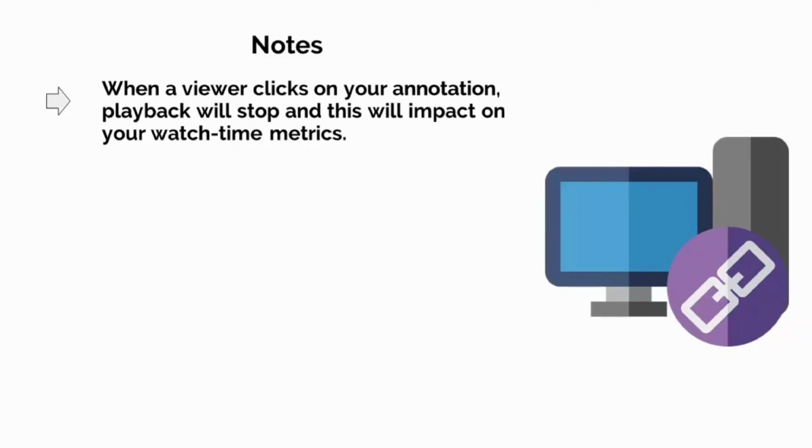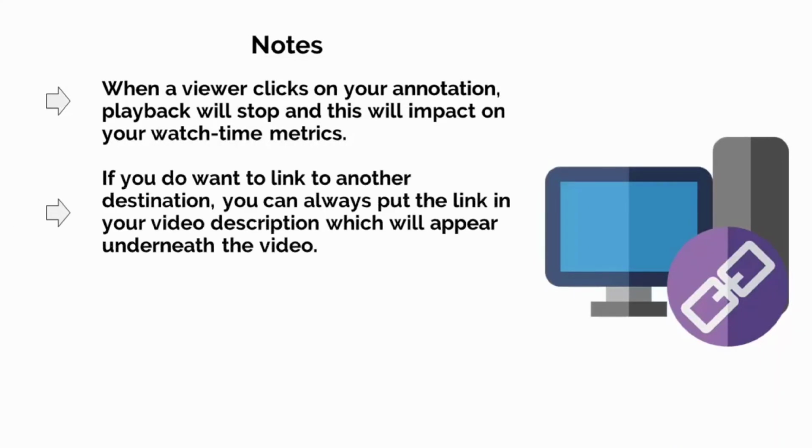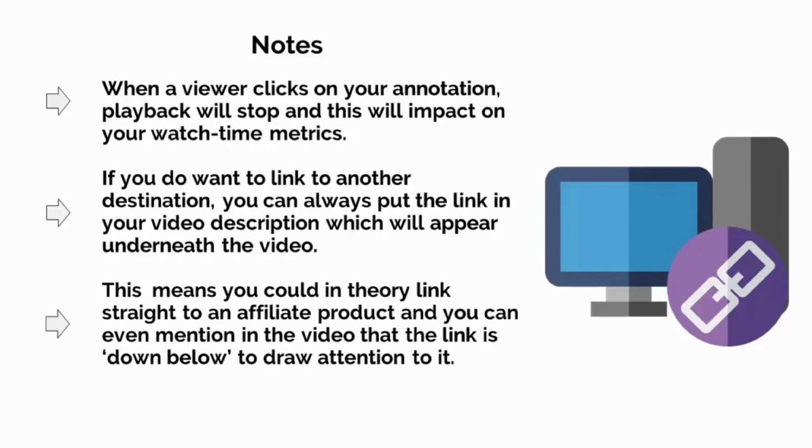Note too, if you do want to link to another destination, you can always put the link in your video description, which will appear underneath the video. This means you could, in theory, link straight to an affiliate product, and you can even mention in the video that the link is down below to draw attention to it. There are tons of options here.